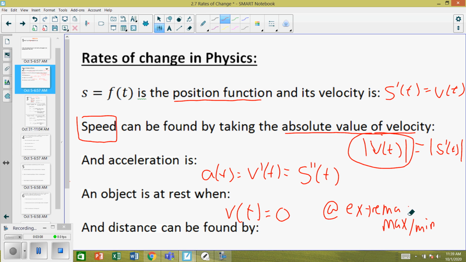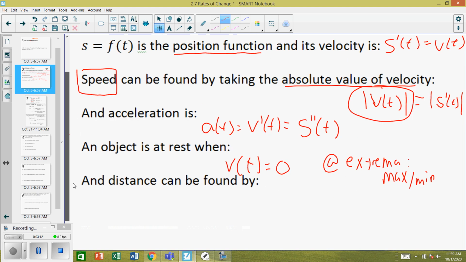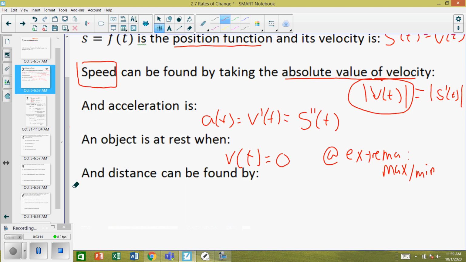One other thing we have not talked about, something to add to the list, is that we can find distance. I'm going to label this as total distance, found by doing the absolute value of s of t. I'm going to describe that further, and why it's absolute value, in a little bit.